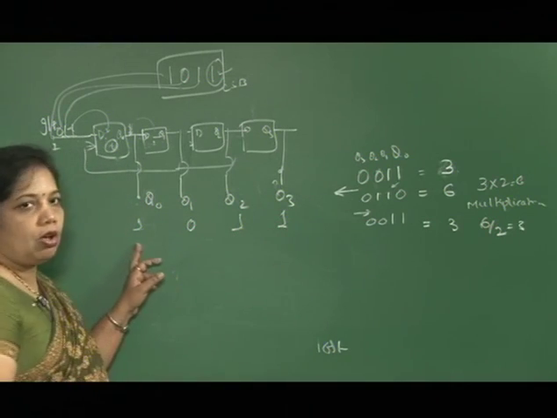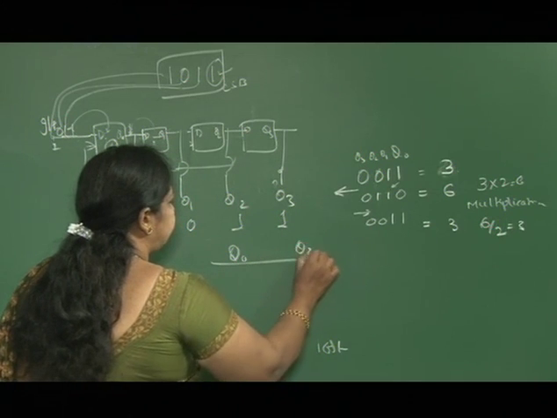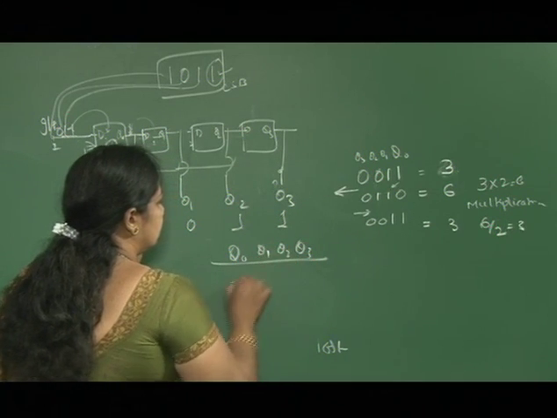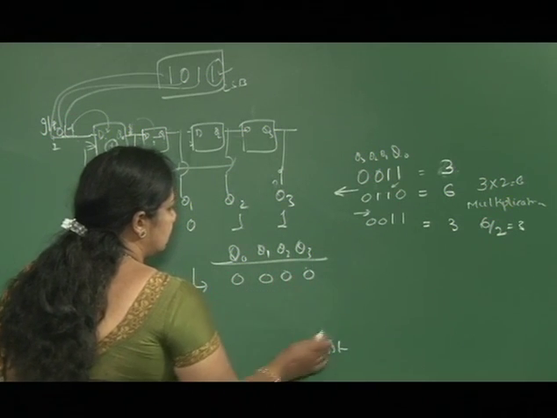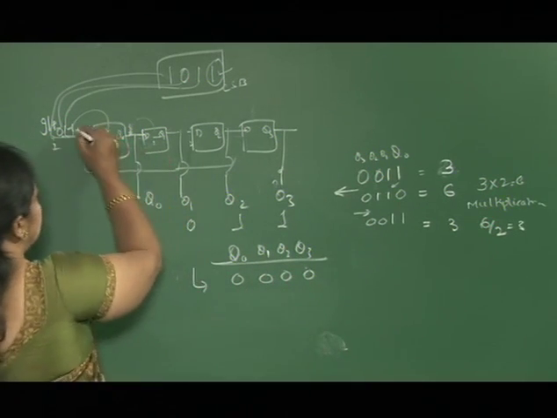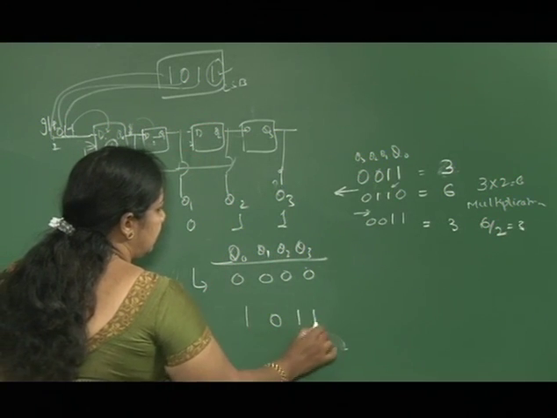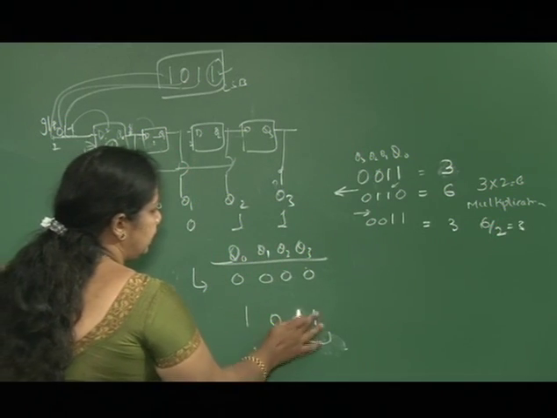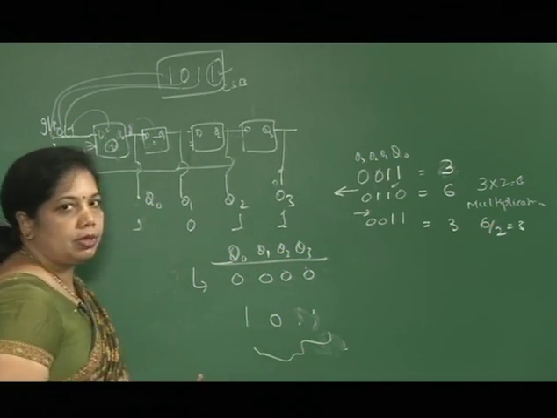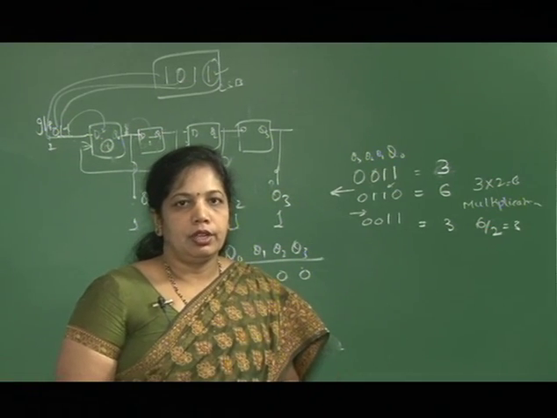So how many clock pulses do you require to get this data? Initially it will be 0. When I load the data bits, in the next clock pulse I can get them in parallel. Whatever is stored here, I need not wait for 4 clock pulses. That is the advantage of a parallel shift register.